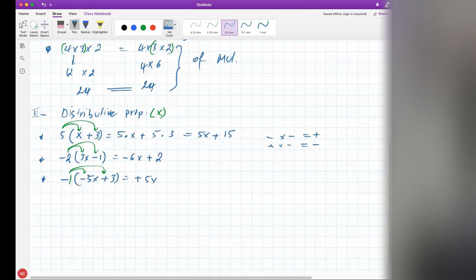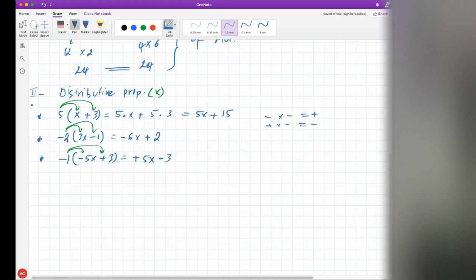Thank you. So negative times a negative is positive 5x here. What else? What's the other multiplication? Negative 3. That's right. Negative 1 times positive 3, that's negative. No need to write this plus, but I just want to show you that we times them. So remember, when you distribute, it's a multiplication, use the multiplication rules. And okay, so that's the distributive property.